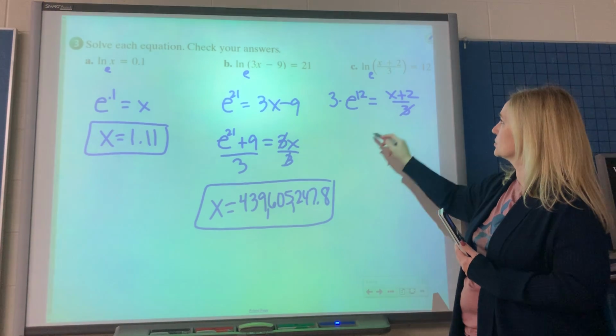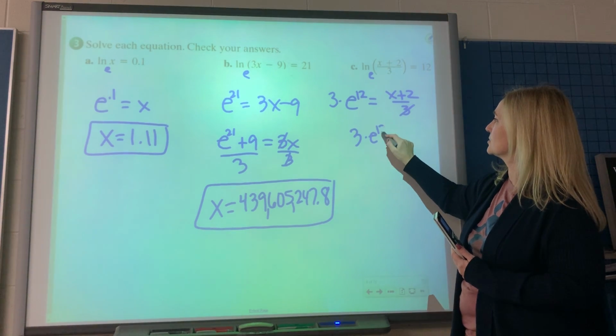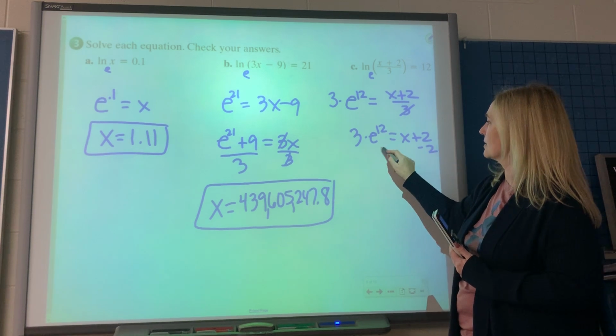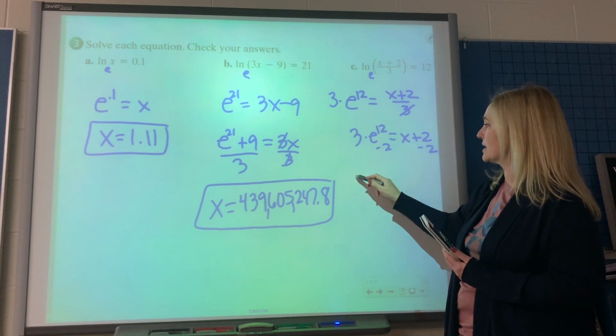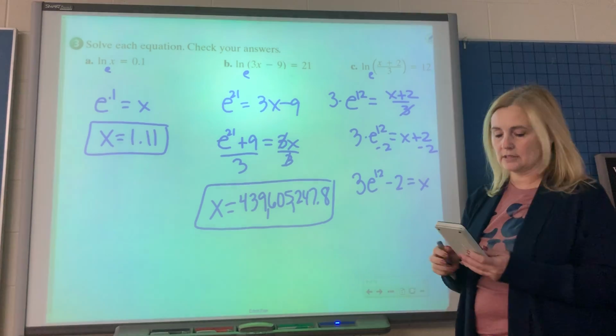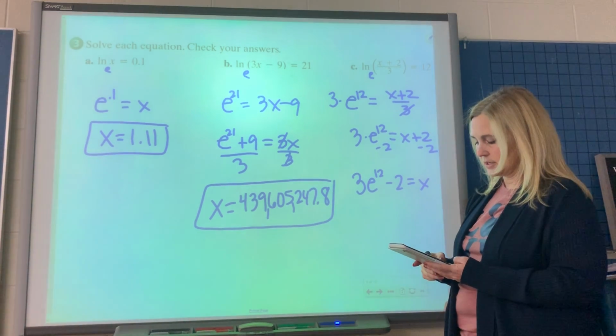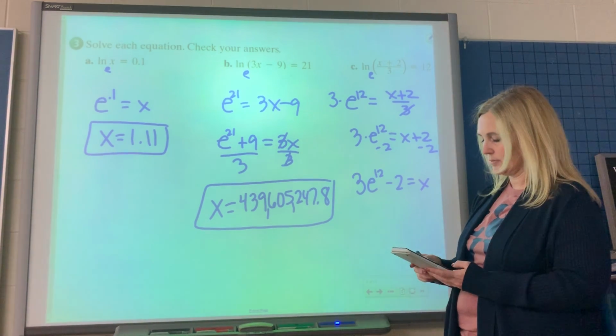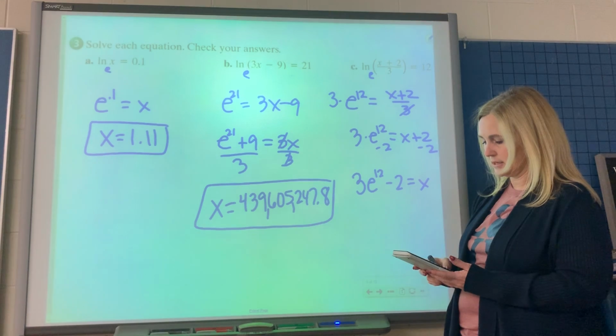Then we have 3 times e to the 12th equals x plus 2. Then you're just going to minus 2 to the other side. So you can put all this in a calculator at one time: 3e to the 12th power minus 2 is whatever your x is. So let's do it all at once. 3, e to the 12th power. Make sure you come down out of the exponent and then do a minus 2.